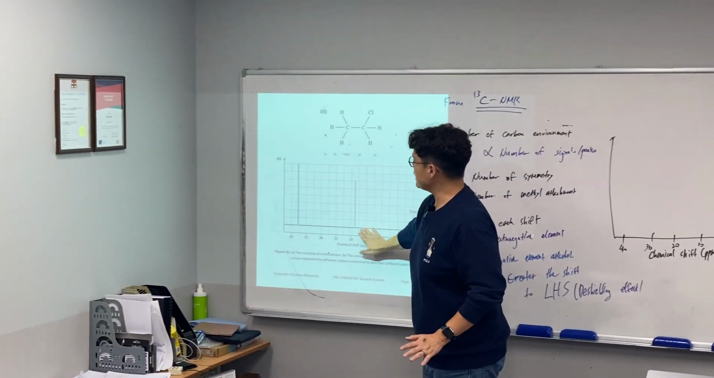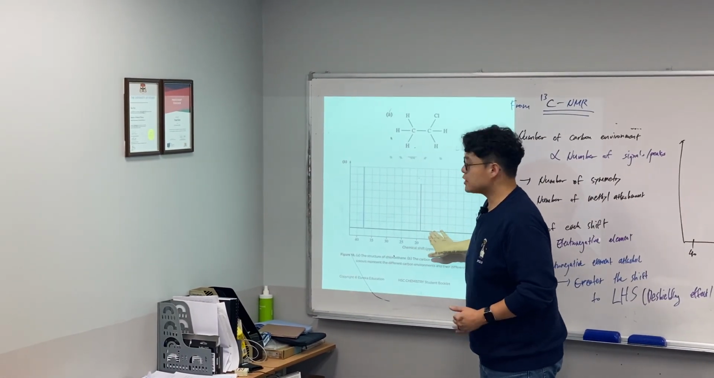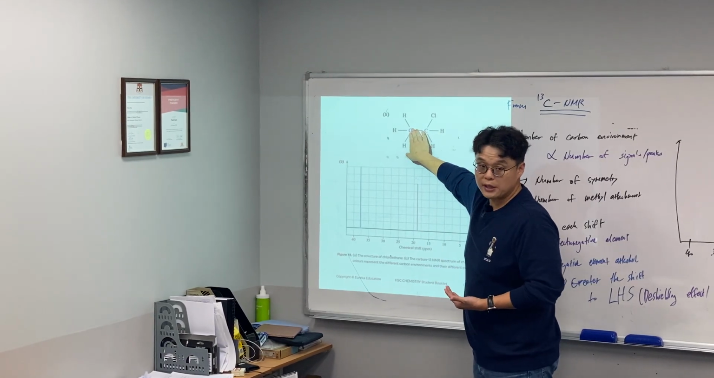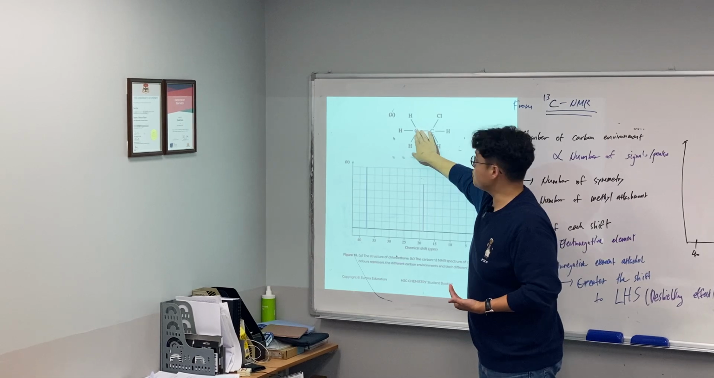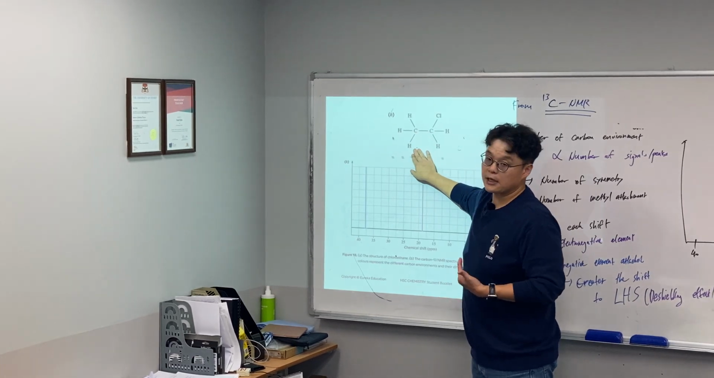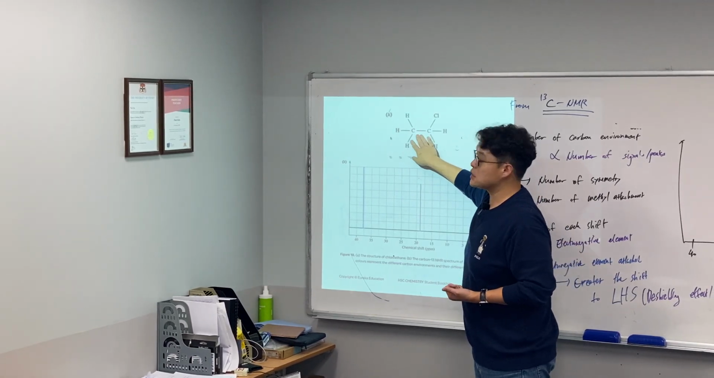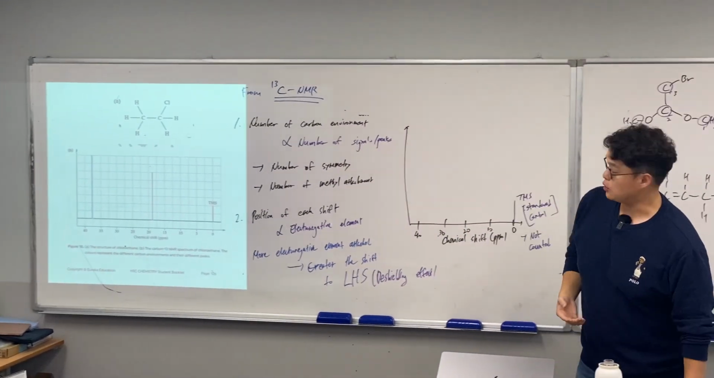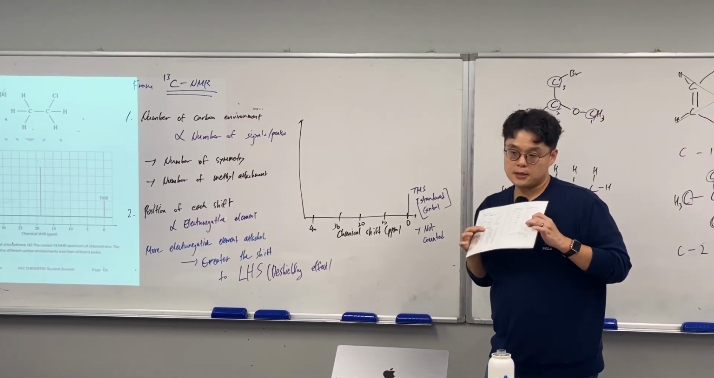Page 126. Purple is less shifted compared to blue because it has more shielding effect. Simply, it has less electronegative elements attached to these carbons. So how do we use that? Why do we use that? This is why we have this again.